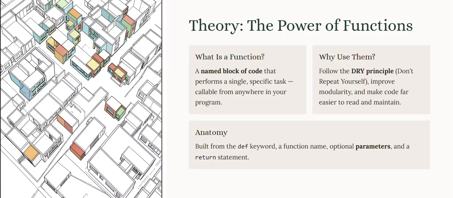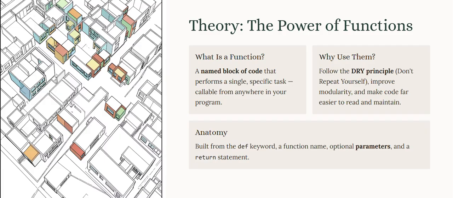First we need to know what it is. A named block of code, as I told, that performs a single specific task, callable from anywhere in your program. Callable, like you call a function. In the last lecture I also told you that you call the function again and again. You have to call the function to solve a specific problem. You can call it from anywhere in your code. Okay.